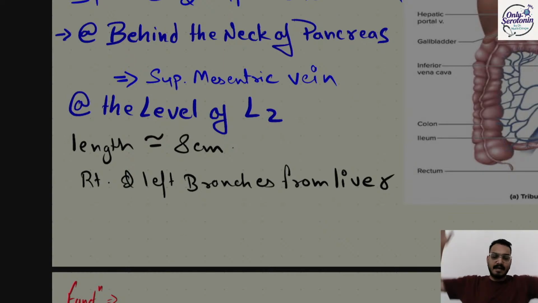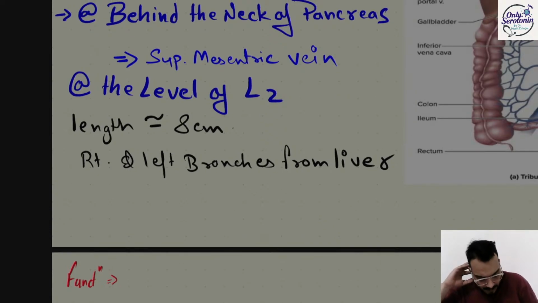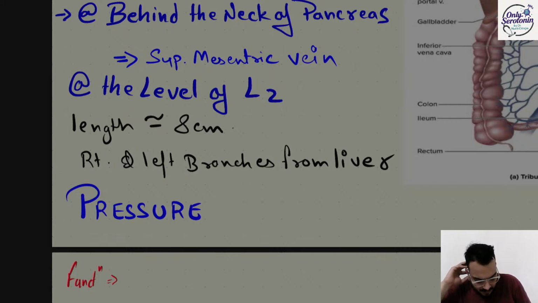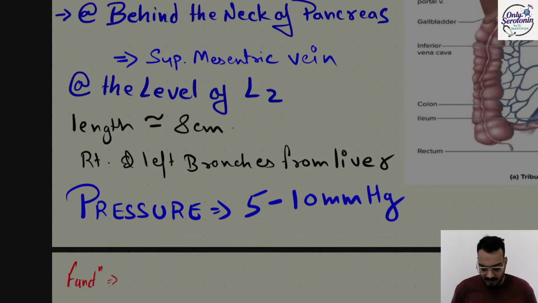So the right and left branches from the liver are going to drain where? It is going to drain into your portal vein. Important is the pressure of this vein, guys. What is the pressure of this vein? The pressure of this vein is around 5 to 10 mmHg.